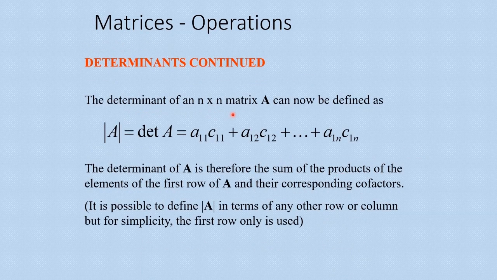Determinant A is defined as A is equal to A11 C11 plus A12 C12 plus so on till A1n C1n. The determinant of A is therefore the sum of the products of the elements of the first row of A and their corresponding cofactors. It is possible to define the determinant of A in terms of any other row or column, but for simplicity, the first row only is used.